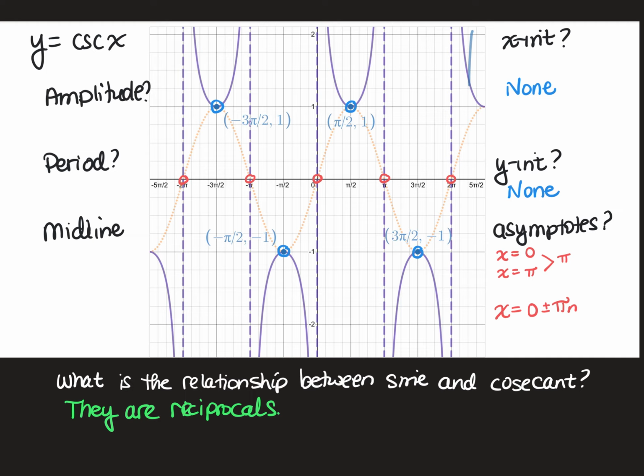So, for example, let's look at the midline. The midline of the curve, once again, is in the same place it has been on the other functions. It's at y equals 0.